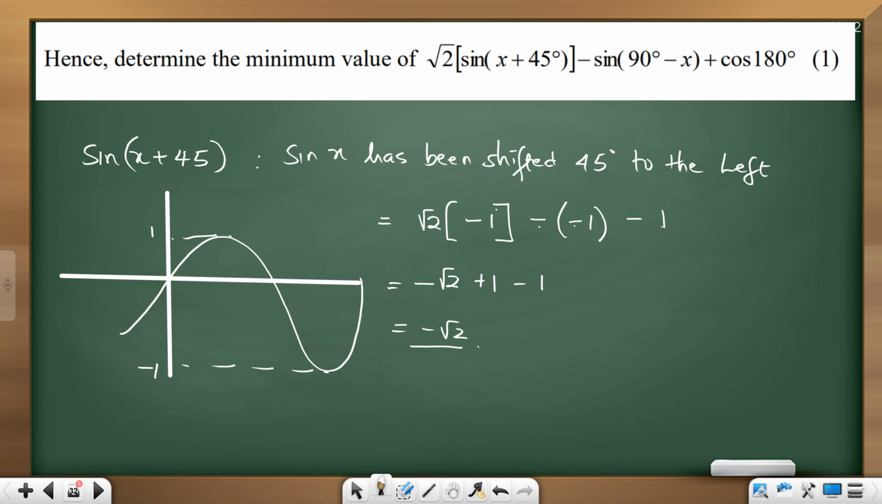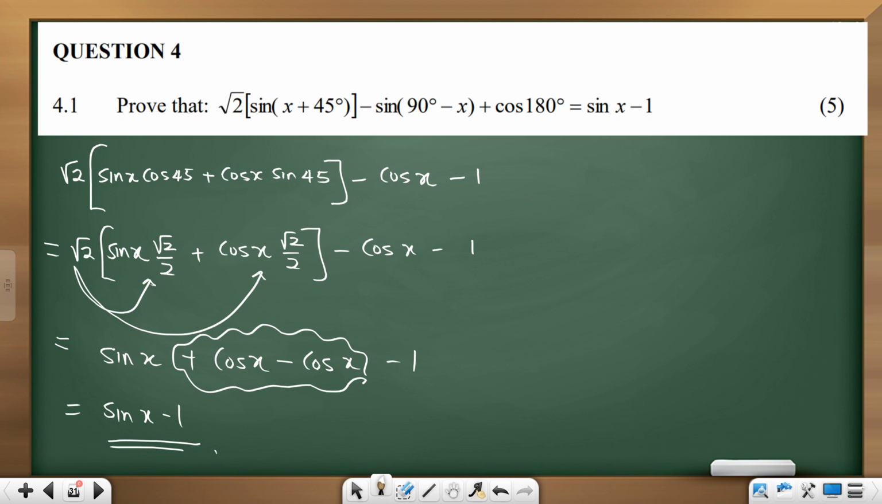Leslie, what are you talking about now? Which question are you talking about? Why positive, baby? Which negative and negative is positive now? Yeah, it's negative root 2. Negative times negative, positive 1. And then negative 1. What's that? 0. We were proving, right, Leslie? We were proving.